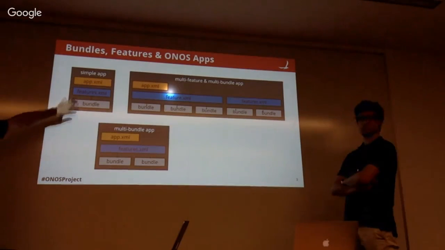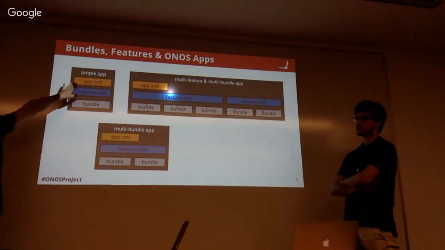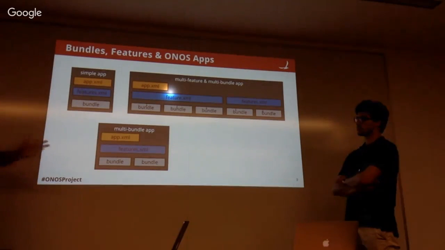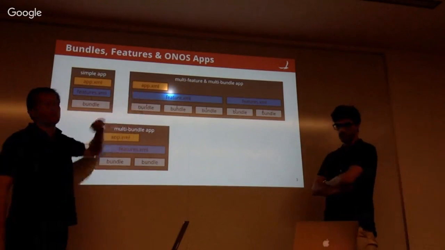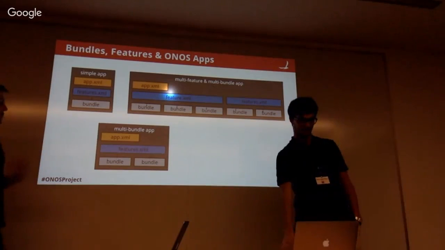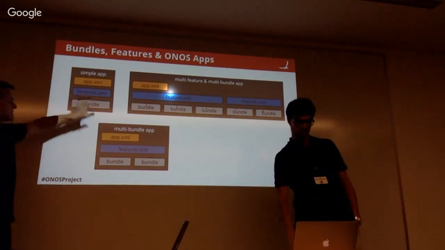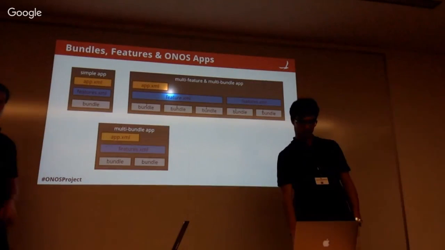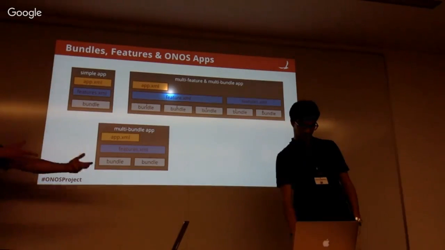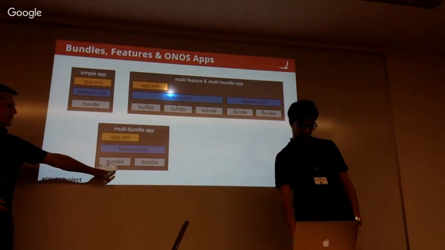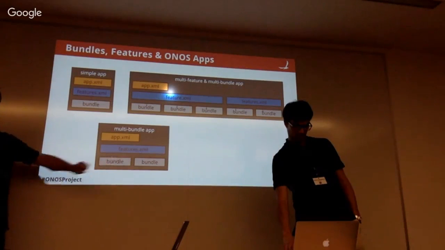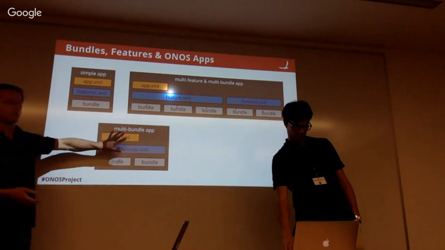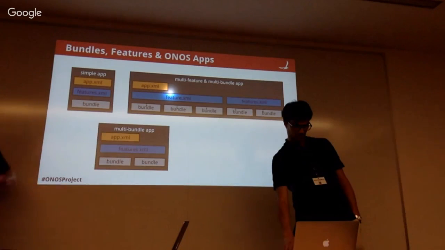It can be as straightforward as a single bundle with a feature file and an application description, or it can be as complex as a multi-bundle, multi-feature entity, again with just one application description file. The majority of our applications today are either this or that, because as you look at the source tree, most applications which want to facilitate interaction with other applications will usually provide an API bundle and an implementation bundle, so that the API bundle can be exported for other applications to depend on and compile against. So this is probably the most predominant variant of the applications that we have in ONOS.